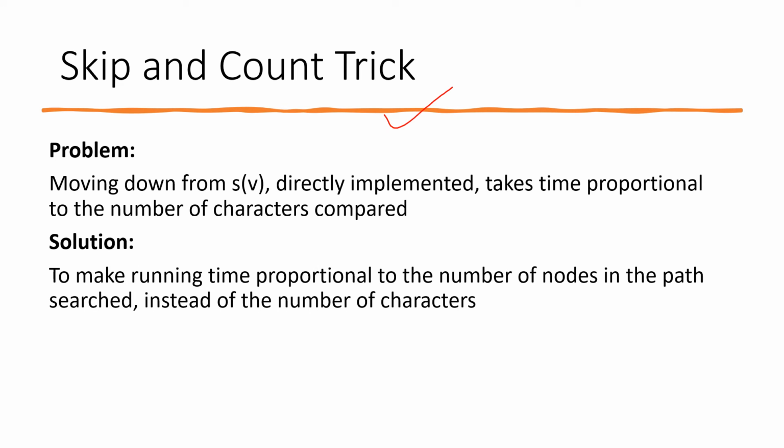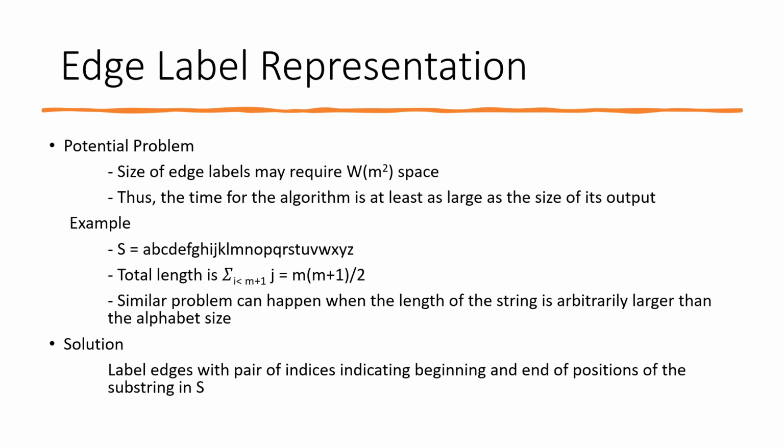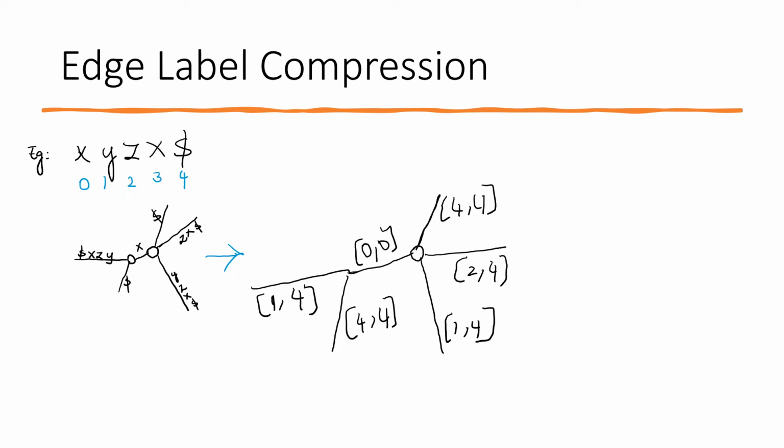This is another important trick we use to obtain the O of m time complexity: the skip and count trick. This will be explained using an example. Here again we have edge label representation, which is formal information required about it. Edge label compression is another trick we use. I'll explain this with an example. For a given t equal to xyzx dollar, here we just draw the suffix tree.